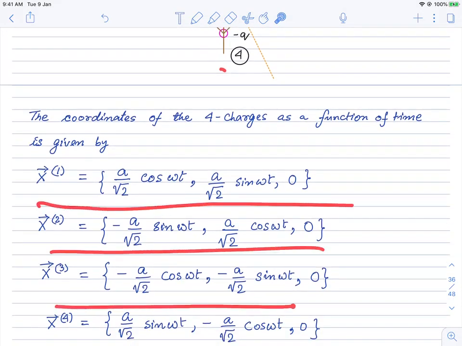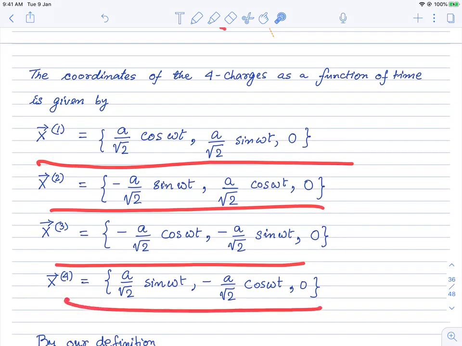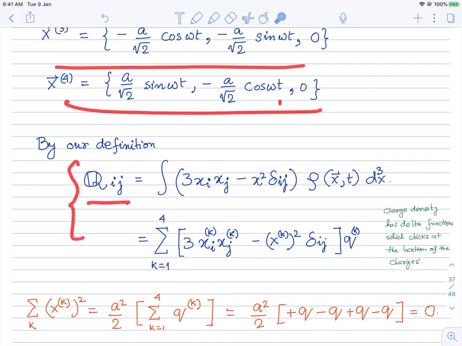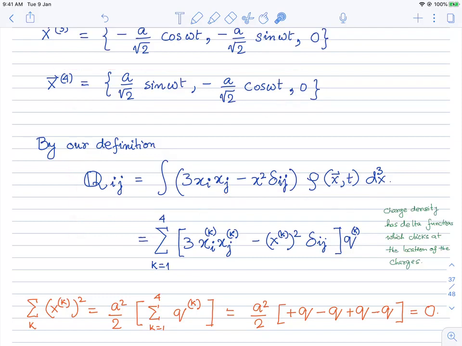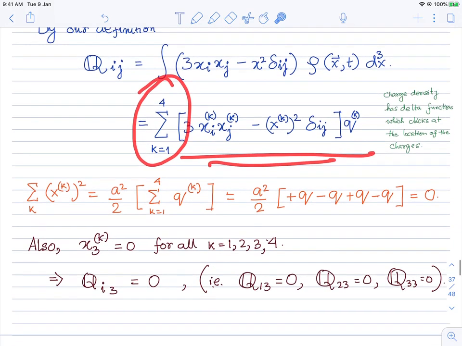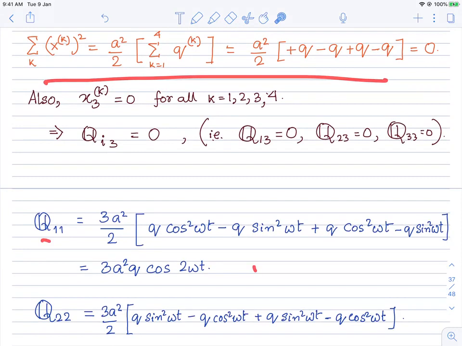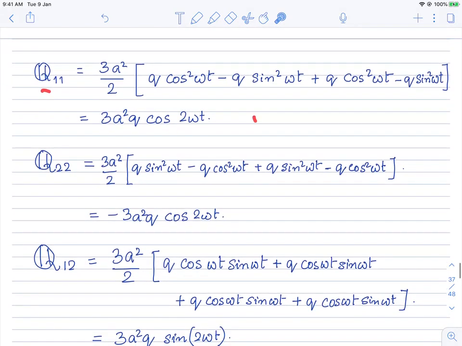You find their locations, write them down as they rotate as a function of time, and then try to compute Qij from the locations of the charges. The charge density becomes non-zero only where the charges exist. So it will be a sum over the 4 charges, and you can just go ahead and evaluate all the non-zero components of the quadrupole moment. I will leave this to you to have a look.